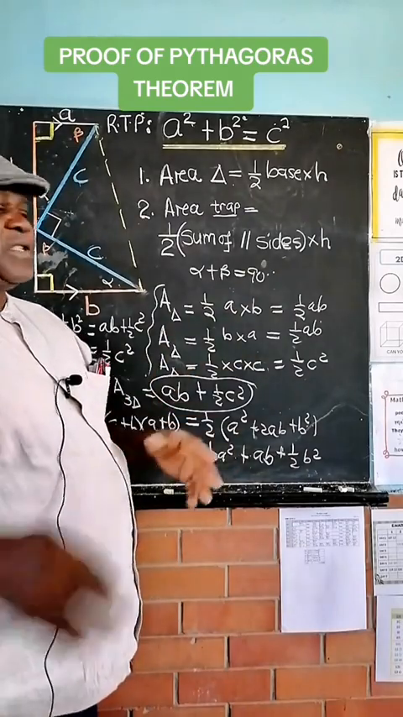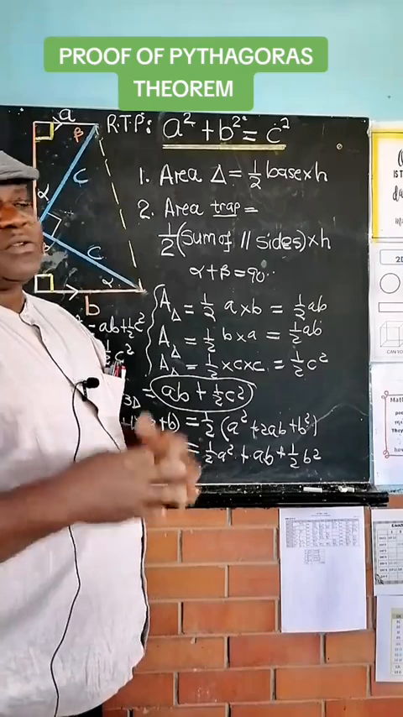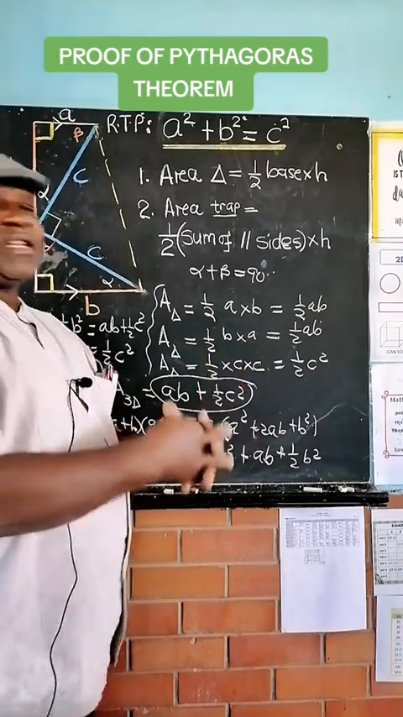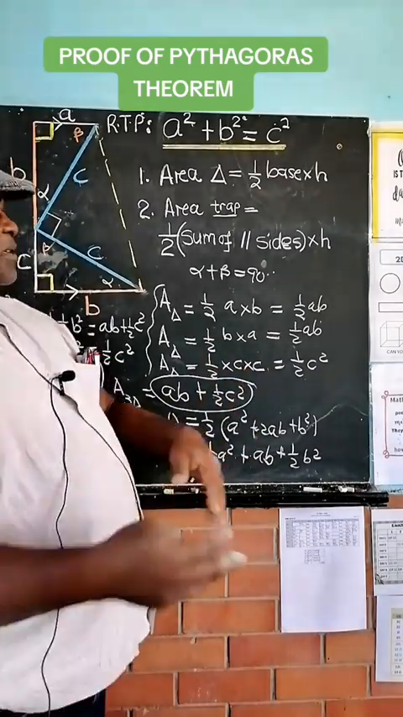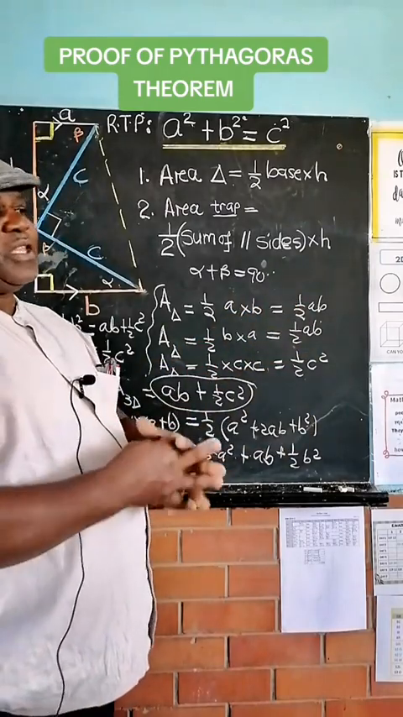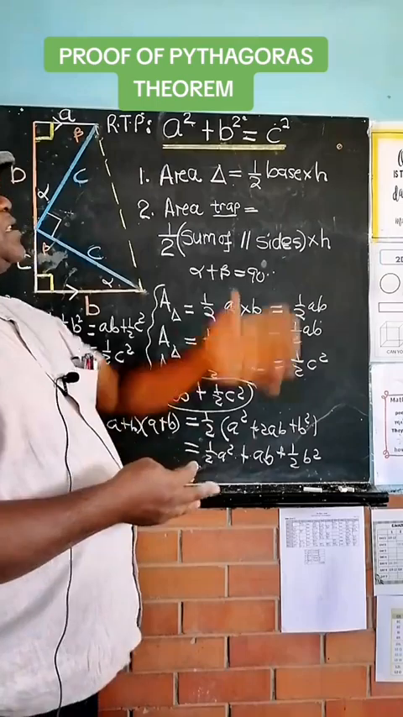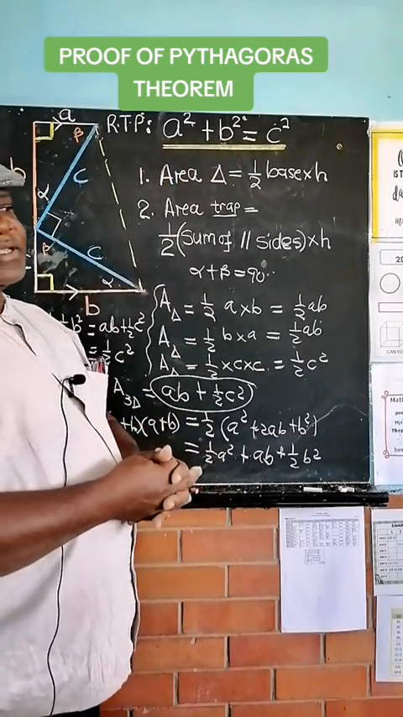What this shows is that topics in mathematics, concepts are interrelated. We can use that concept to derive that and so forth. That is it as far as one of the proofs of Pythagoras is concerned.